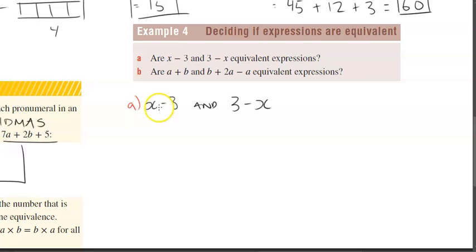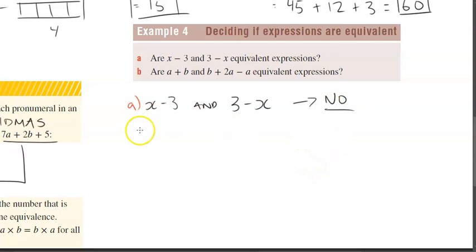Now, I said it is commutative. I always get that word mixed up. Commutative, there we go, if there is addition or multiplication involved. In this case, there is subtraction. So are these equivalent expressions? Well, no, they're not equivalent.